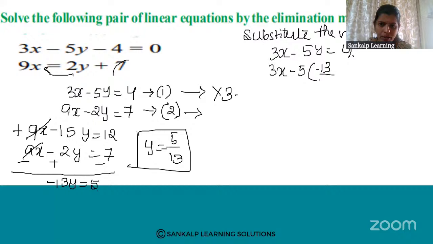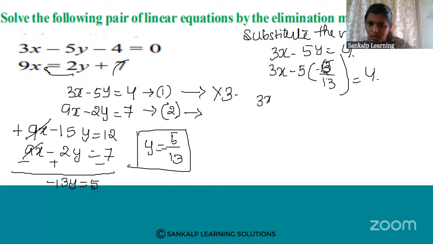5 divided by 13. This is 13, right? 12 minus 7. 12 minus 7 is 5. Okay, let us try. 13 comes. How does this come? 5 divided by 13. 3x minus into minus plus 25 divided by 13 is equal to 4.